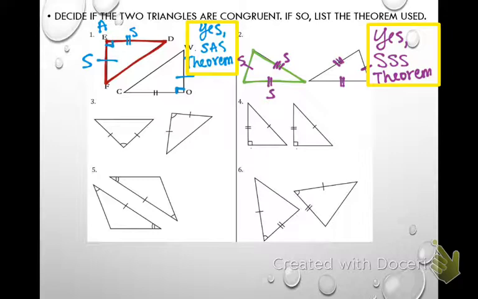Number 3. What do we think? We have a side. We're going to do a side. What else do we have? An angle, and a side, and a side. So, yep, we do have side, angle, side theorem.